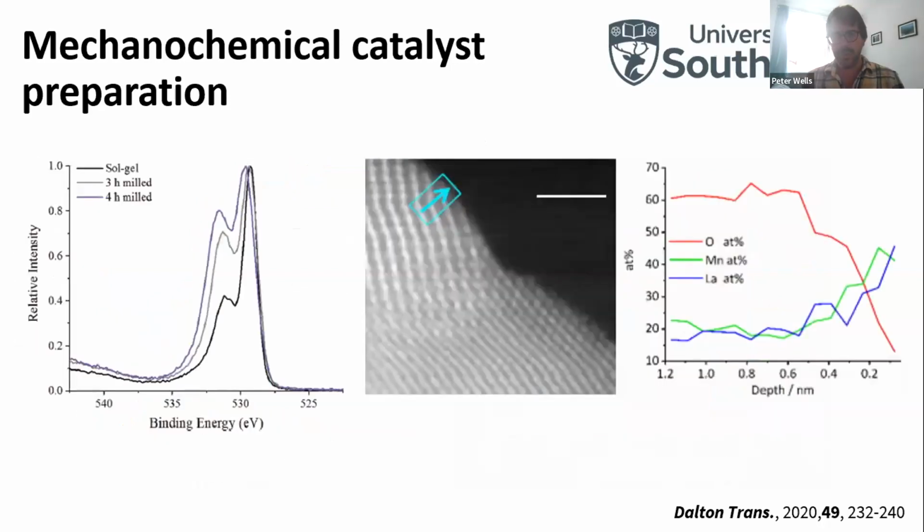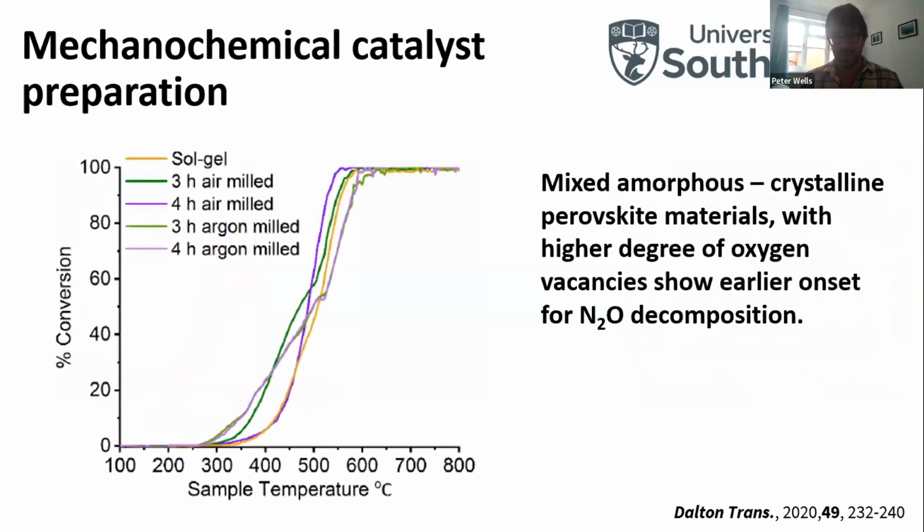And so when we do some other analysis, when we do some XPS analysis and some TEM with EDX, what we find is that when we look at our milled materials, we have this peak that's higher intensity for the oxygen 1s XPS, which is linked to higher adsorption of oxygen-containing species, linked to oxygen vacancies. And also we can see a greater degree of oxygen vacancies from the EDX analysis towards the surface. And that's very important for the catalysis here.